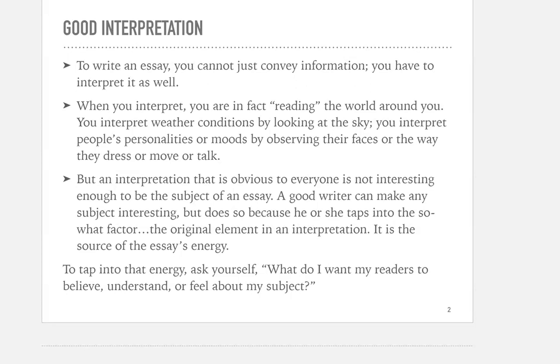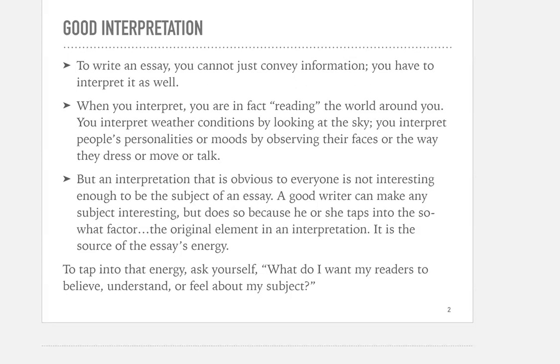So, to write an essay, you can't just convey information. You have to interpret it. And we interpret everything that we see. We interpret photographs, we interpret text messages. We read these things from text and non-text objects, and we interpret the weather conditions by going outside and looking up at the sky. We can look at someone's face or how they dress or how they talk and interpret their personalities and moods by these observations. But just because it's an obvious interpretation doesn't necessarily make it interesting enough to write about.